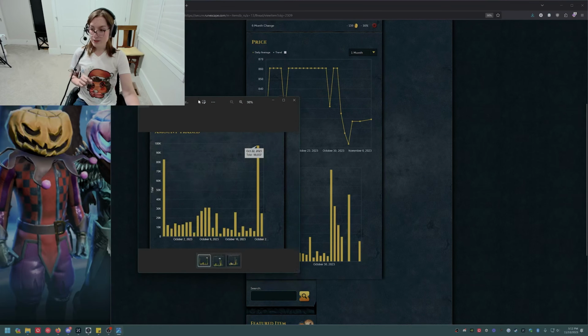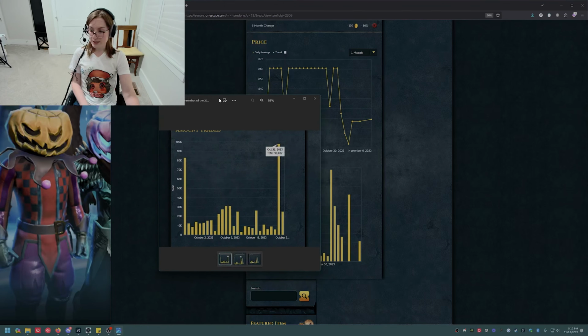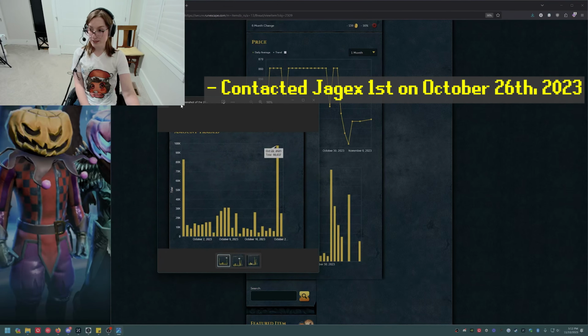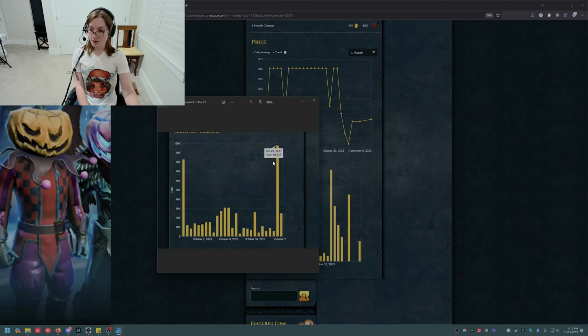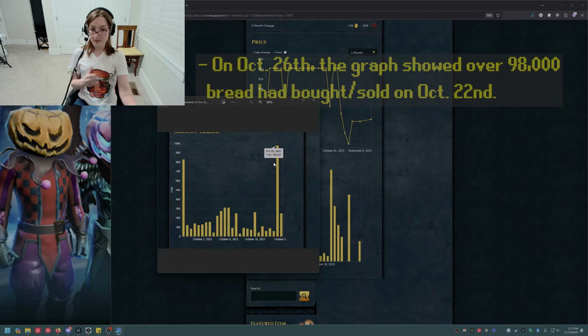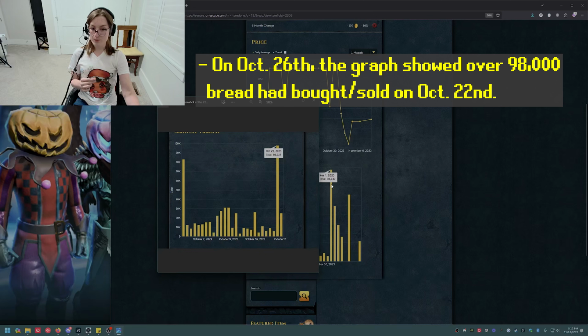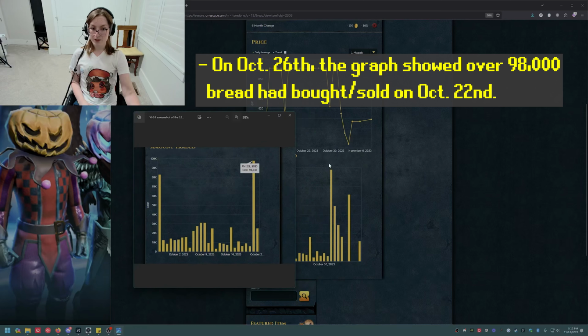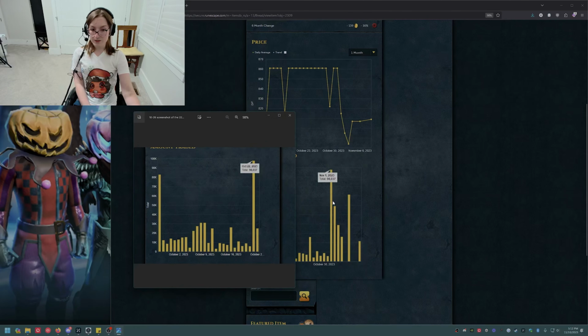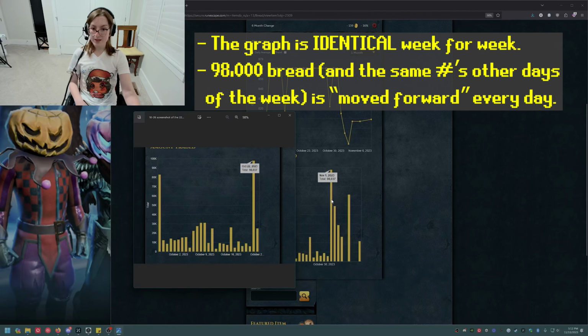I initially contacted one of my contacts at Jagex back on the 26th of last month, at which point I shared this picture of the graph. At the time, the website reported that bread had traded at the same amount on October 22nd. For some reason, it appears that the amount traded graph is generating a false amount of reports in excess for the bread.